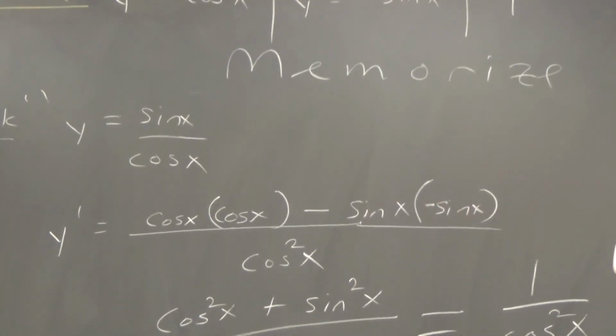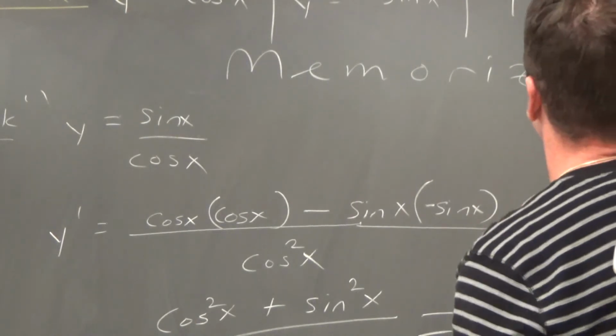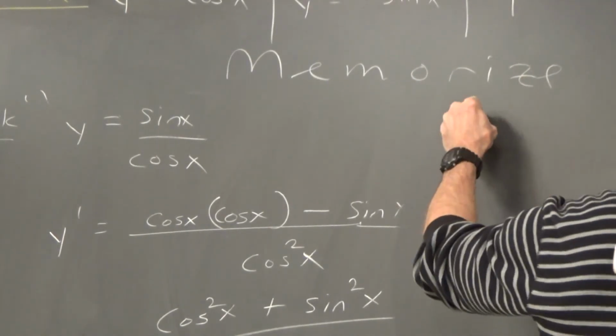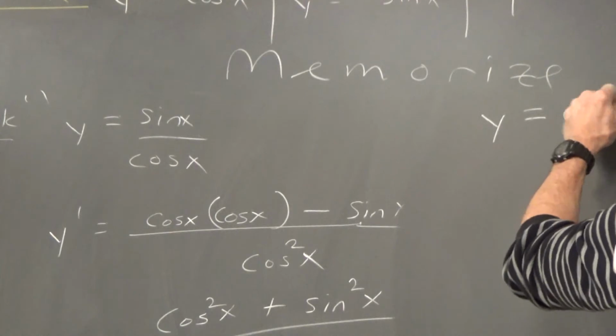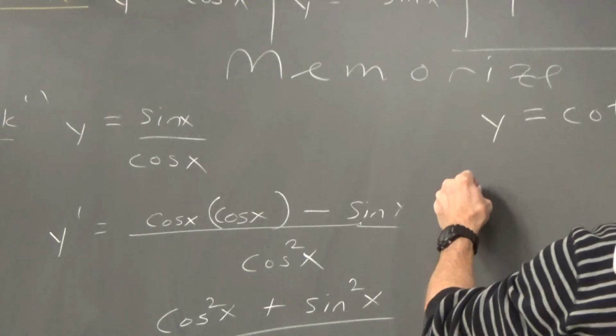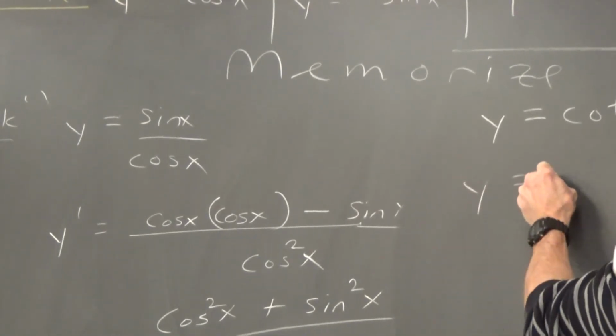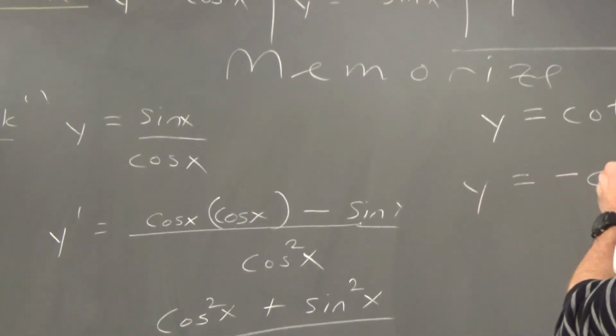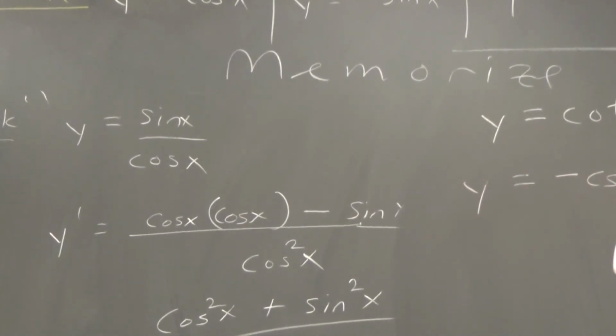I'm going to put them on here. I'll put that one there, and I'll put this one here. You go, why? Because it helps me memorize it this way. And this is negative cosecant squared of x, and this is negative cosecant cotangent x.